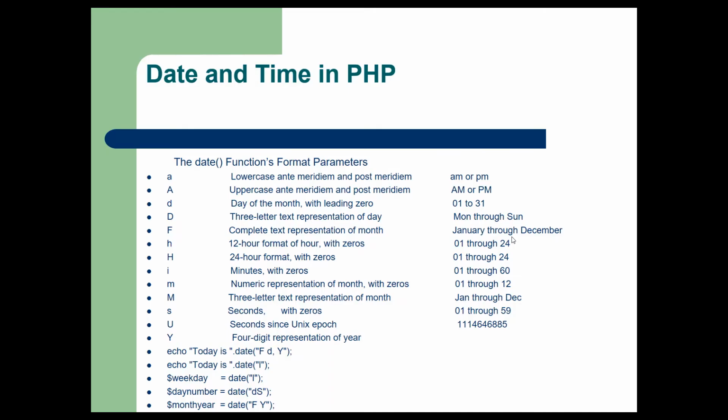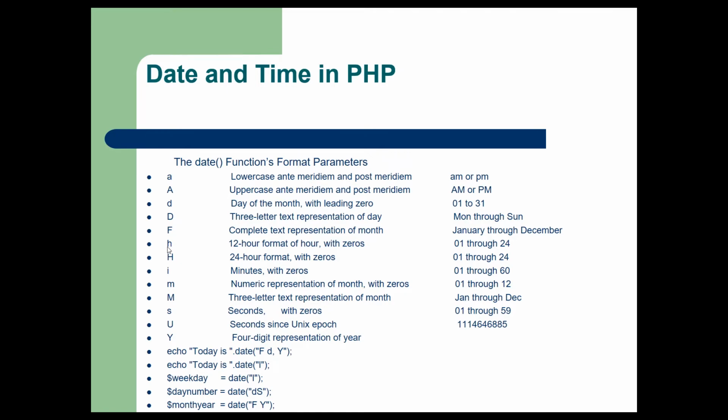Let us explore some other date function format parameters. If we pass capital or lowercase A, it will be used to display AM or PM. Small d, as we have seen previously, will display the day of the month as a number. The capital D displays the three-letter text representation of the day. Capital F will represent the full name of the month.